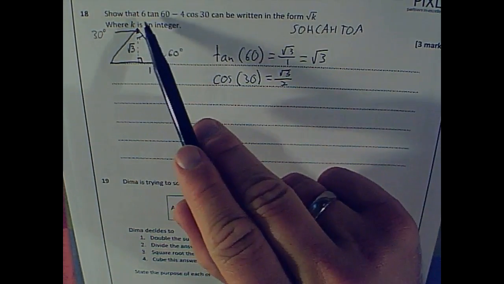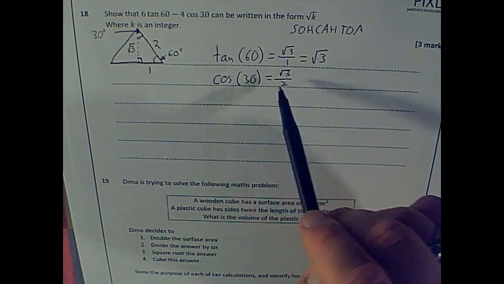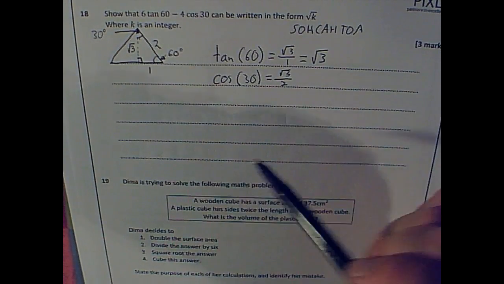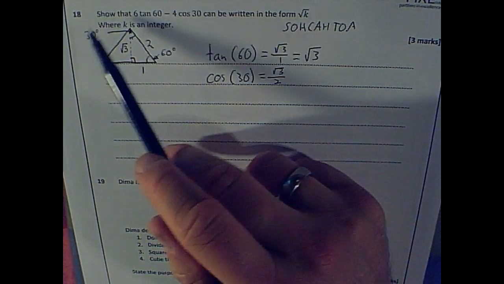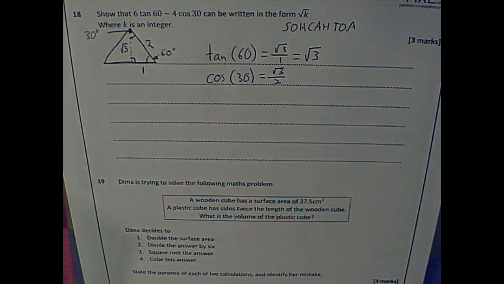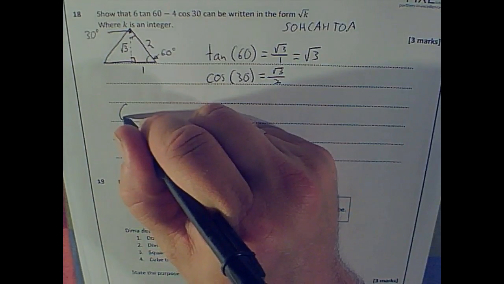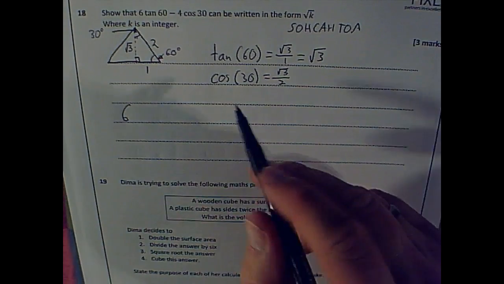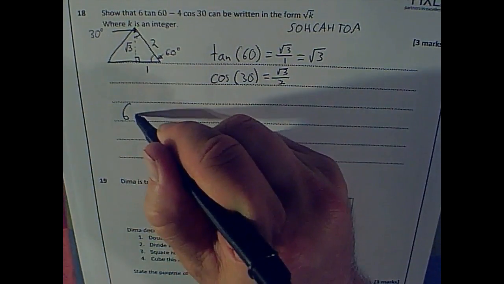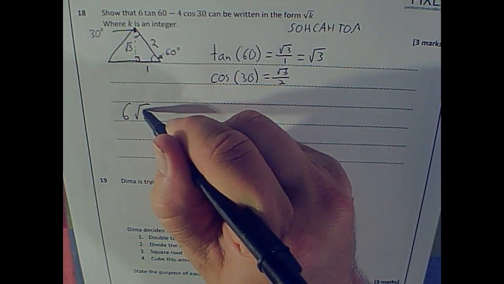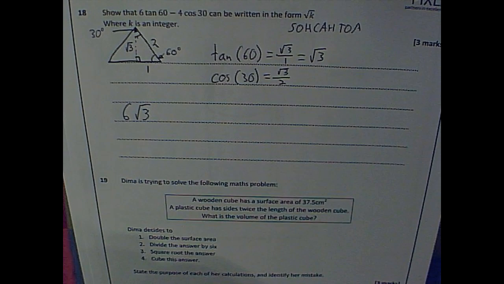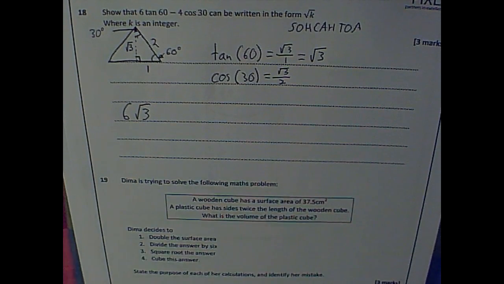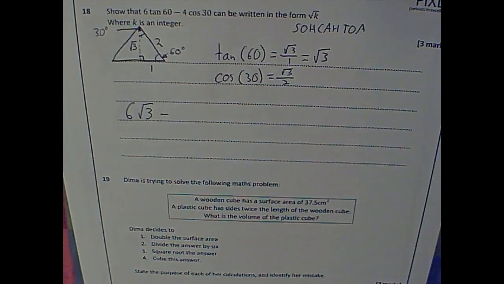So now I can rewrite this stuff, but with these values that I've just deduced. If you remember them, brilliant, good for you. But you can always deduce them in this way. So 6, now tan 60. So 6 root 3, because that's what tan 60 is. 6 root 3. Okay, take away 4 lots of root 3 over 2.